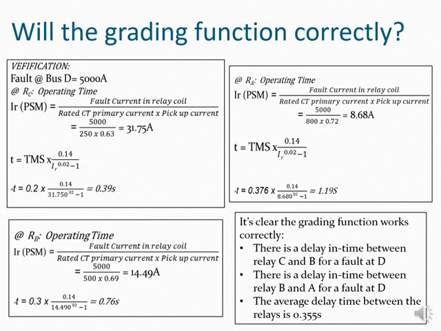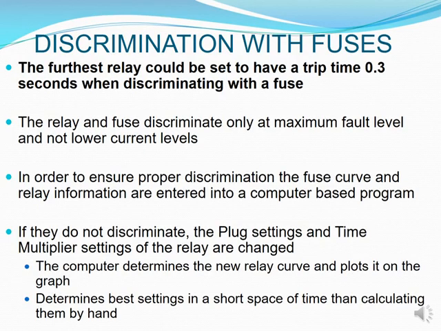So it's clear that the grading function is working very correctly, where I've got a delay between my C and my B for a fault at D, and there's a further delay between B and A for that same fault at D. Then I've got my discrimination with fuses, where it says if I have a system that has a fuse in the system and relays, then the furthest relay can be set at 0.3 seconds, and this relay will then be able to discriminate with a fuse.